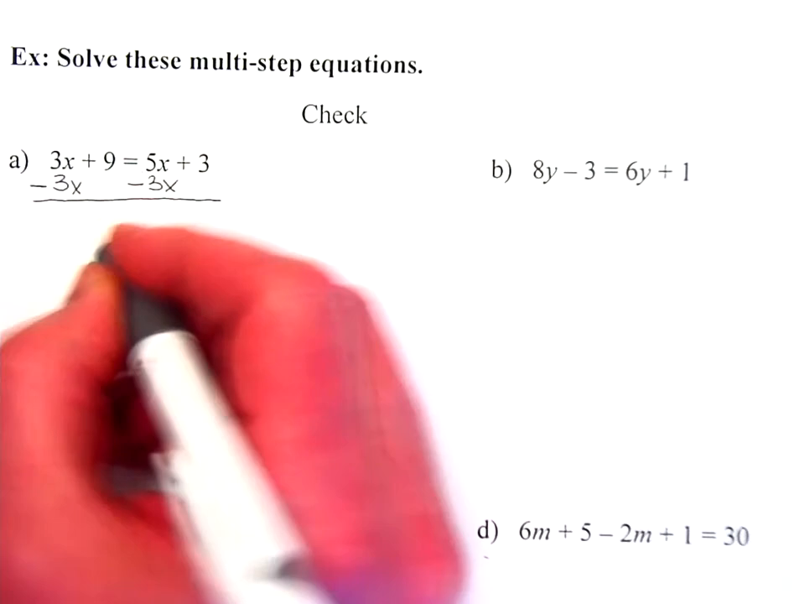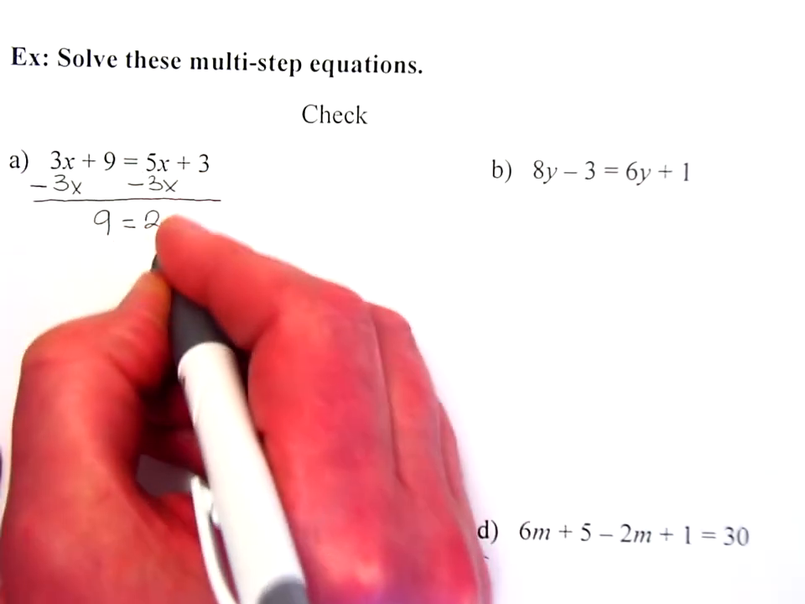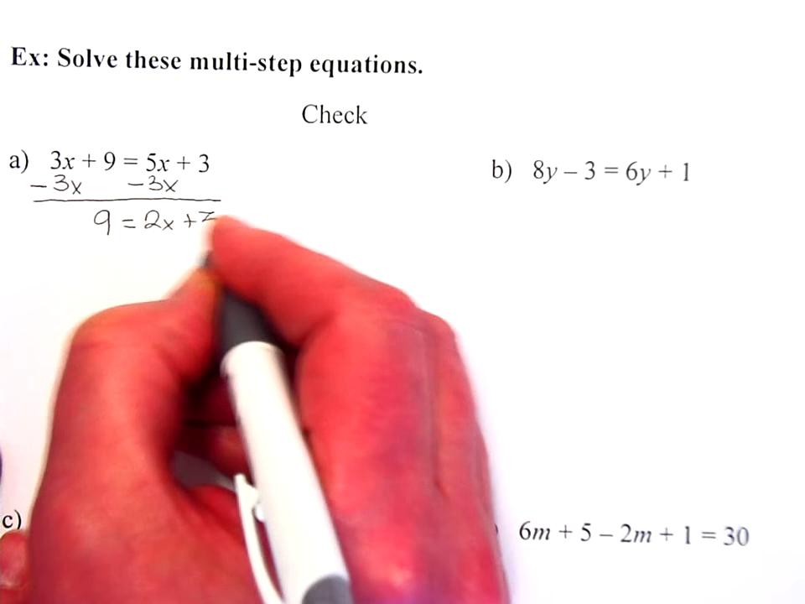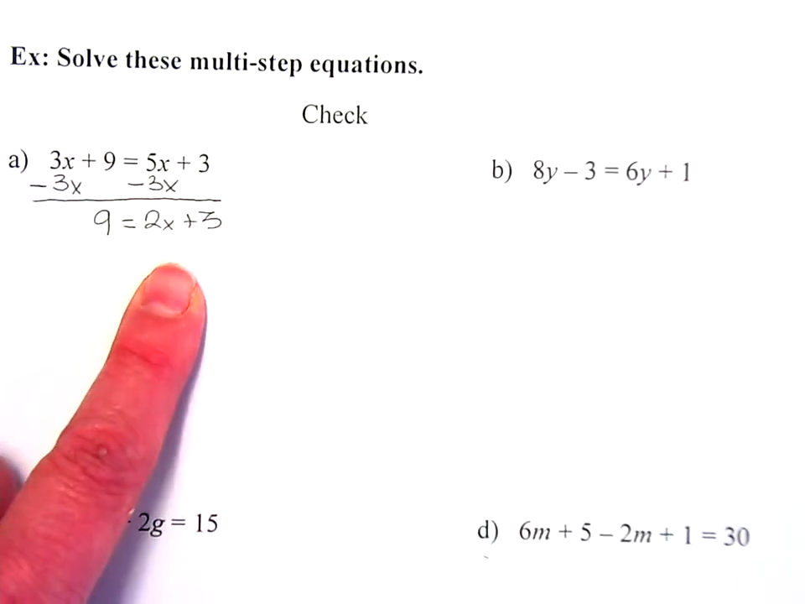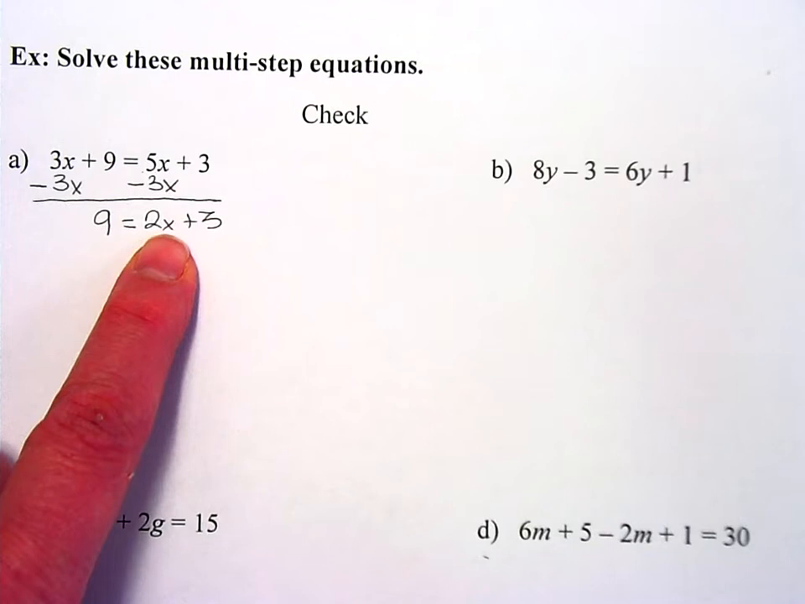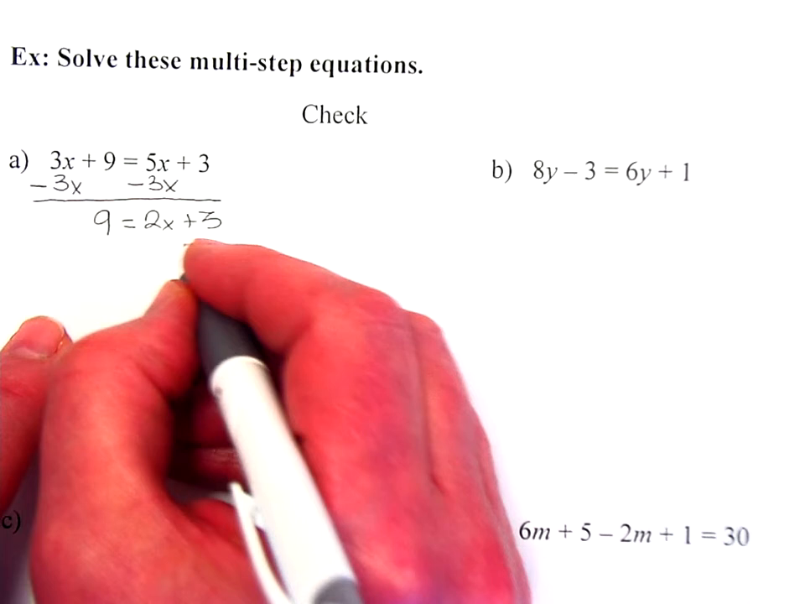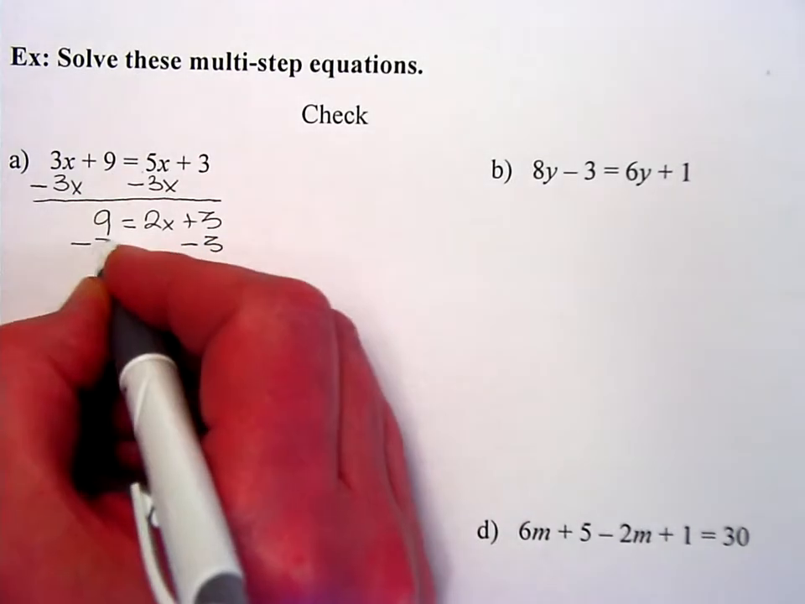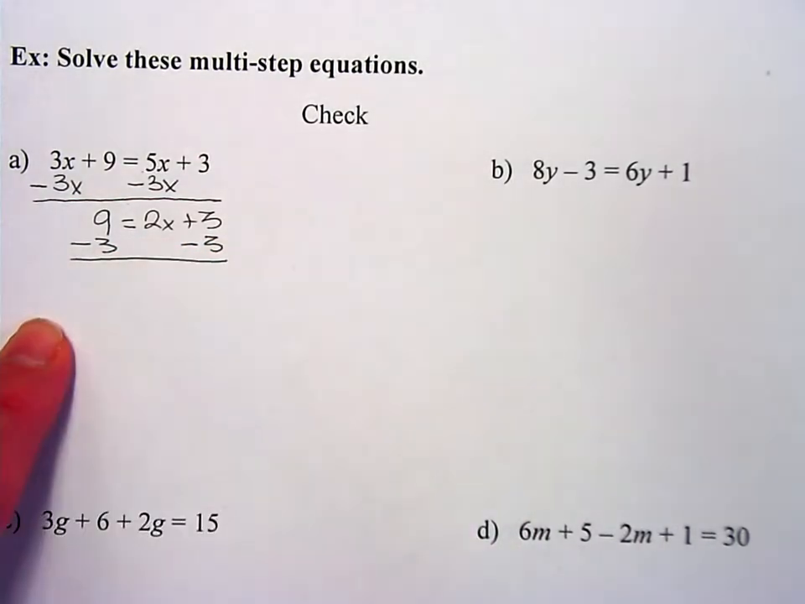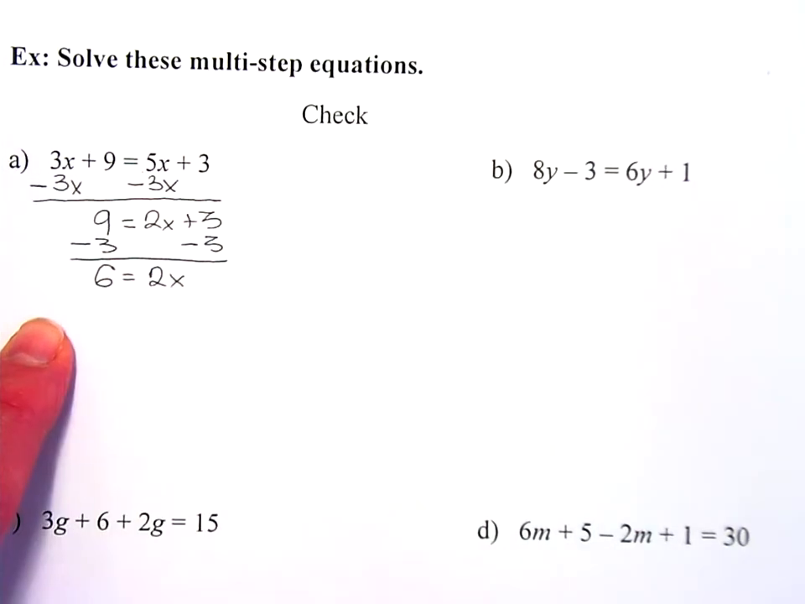These two cancel out. I have 9 left. 5x minus 3x is 2x. And I still have plus 3 on that side. Notice now I have just a plain two-step equation where variable x is being multiplied by 2 and added 3. I need to undo addition first by using the opposite operation. Always do the same to both sides to keep a balance. And I have 2x equals 6.